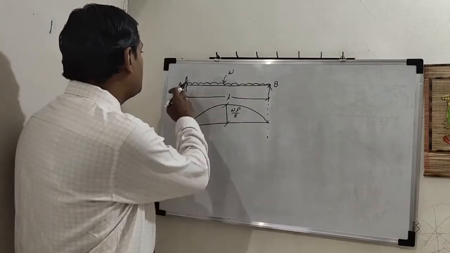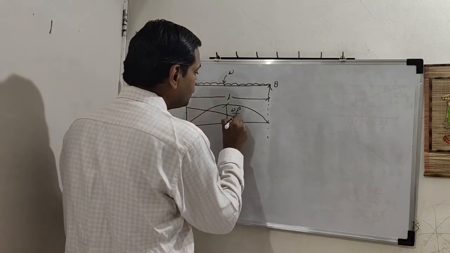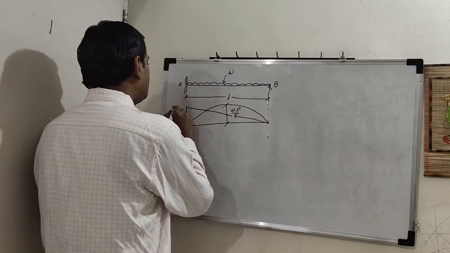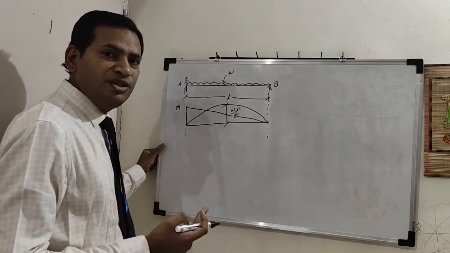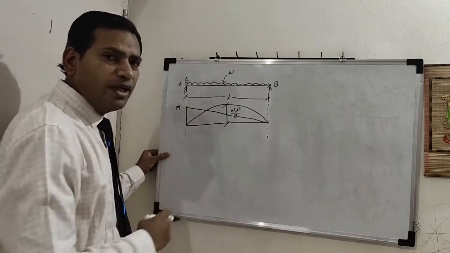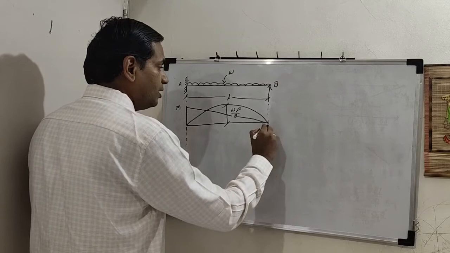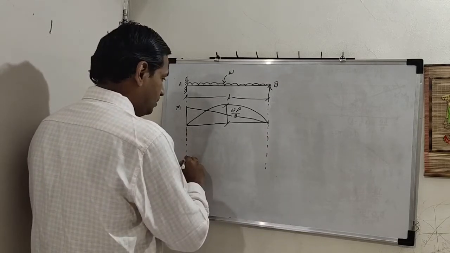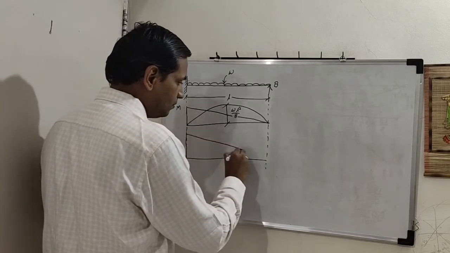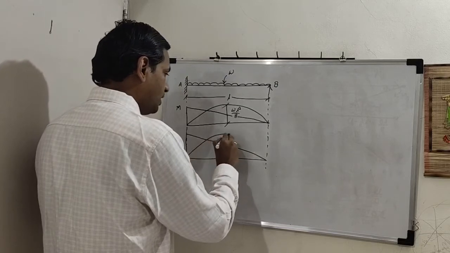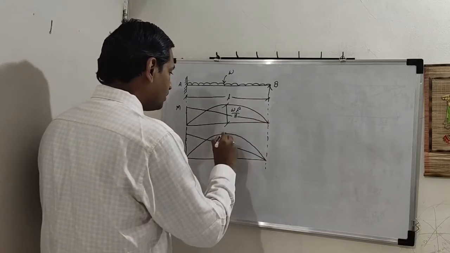And if you consider the fixity of end A, there will be fixed moment, something like this. Okay, M. So this is when elastic conditions are there. Similar bending moment diagram will be there when collapse state has occurred. Okay. And we have to find what is collapse load.